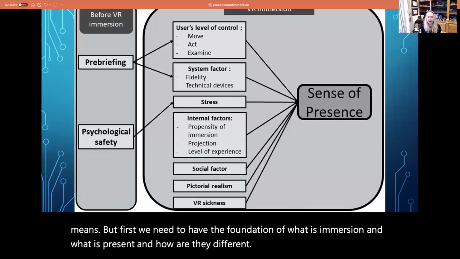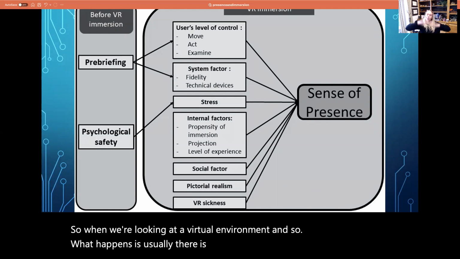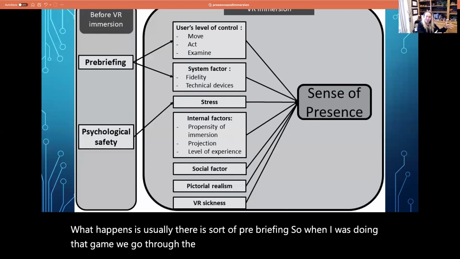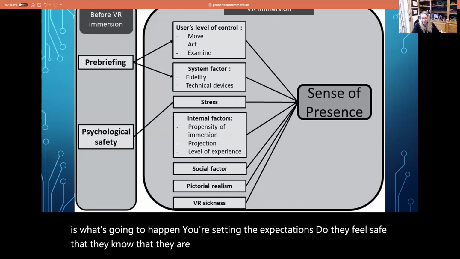So when we're looking at a virtual environment, what happens is usually there is a pre-briefing. So when I was doing that game, you go through the game system, they walk you through it. This is what's going to happen. You're setting the expectations. Do they feel safe? That they know that they are safe. So there is that feeling of psychological safety.